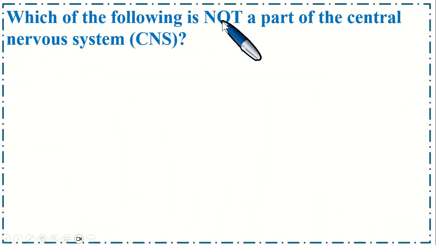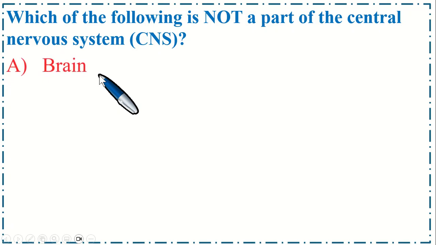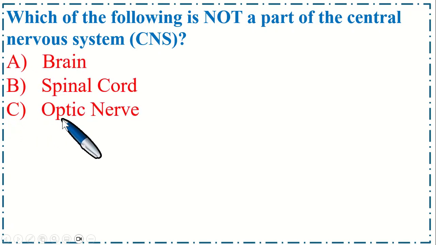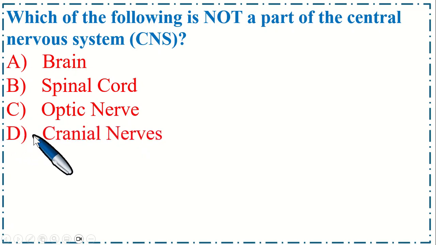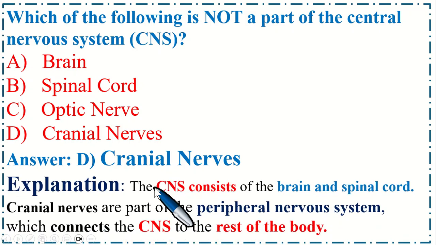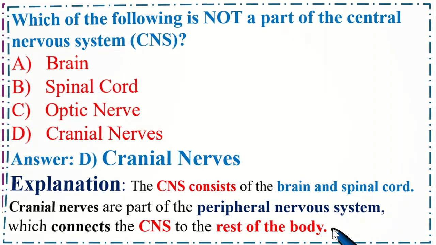Which of the following is not a part of the central nervous system? Option A brain, B spinal cord, option C optic nerve, and option D cranial nerve. So the correct option is D, cranial nerve. The CNS consists of the brain and spinal cord. Cranial nerves are part of the peripheral nervous system, which connects the CNS to the rest of the body.